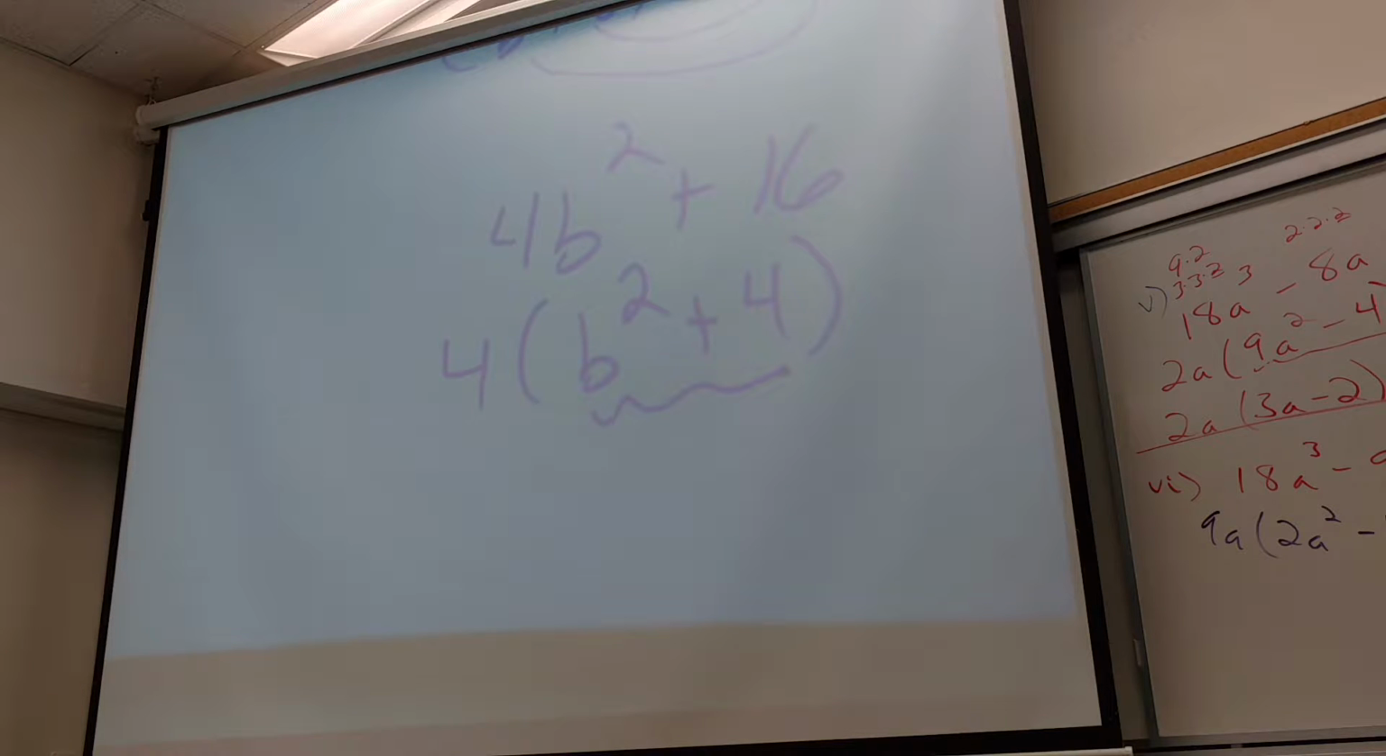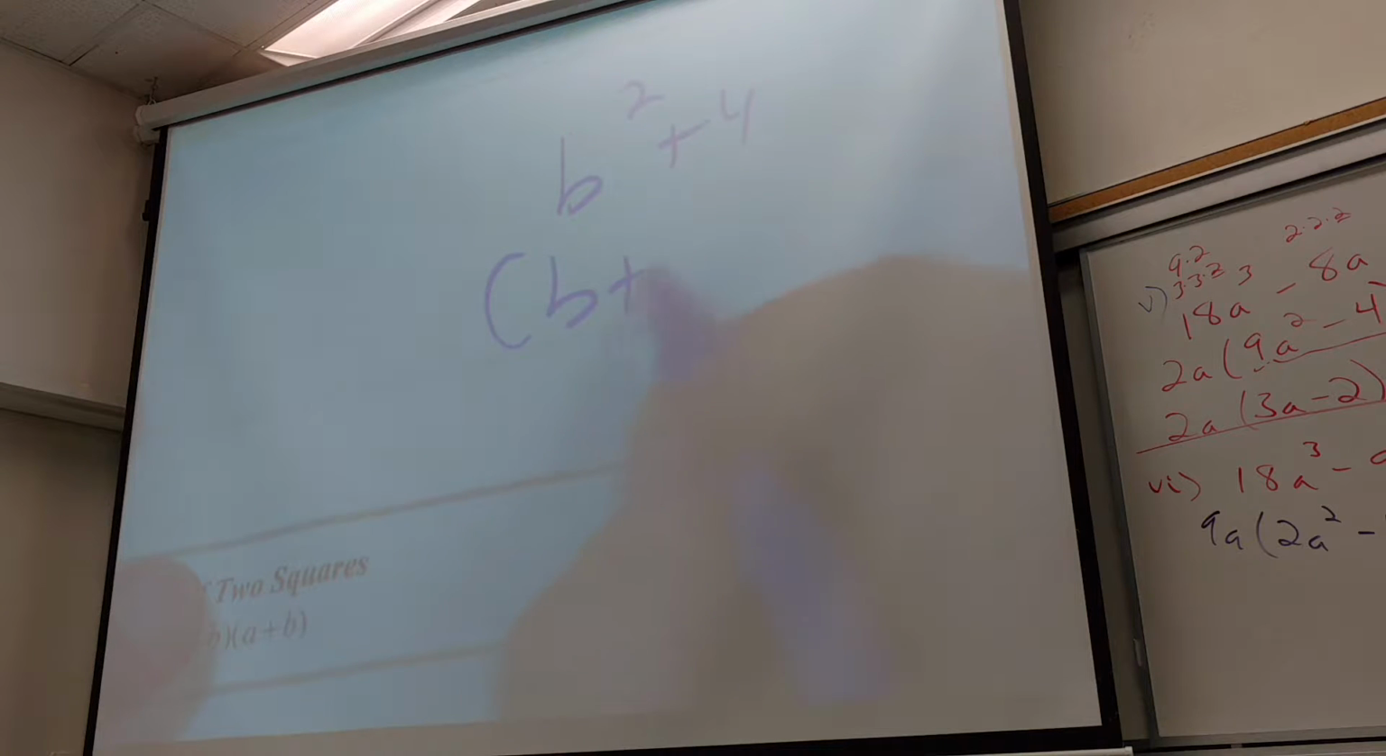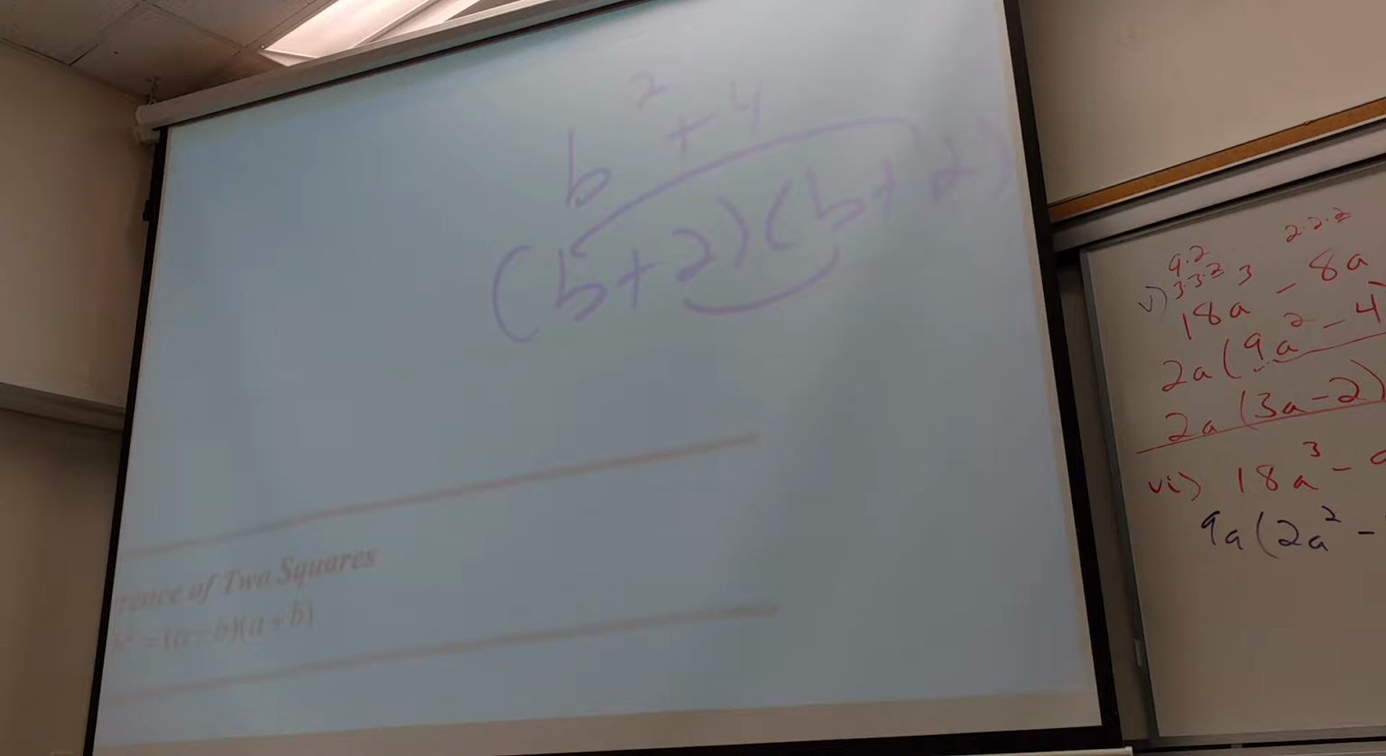So why don't you say b plus 2 times b plus 2 is prime? Why don't I say that b squared plus 4 is b plus 2 times b plus 2? Because when you multiply it out, you do get 4b in the middle. It's got to be different signs to work. Therefore, since they're different signs, it has to be a minus in the middle, and because they added to be 0. Exactly. That's why they have to be different signs.